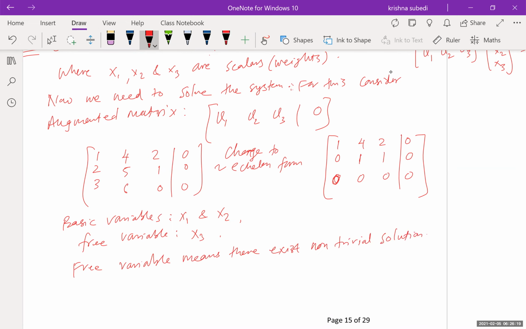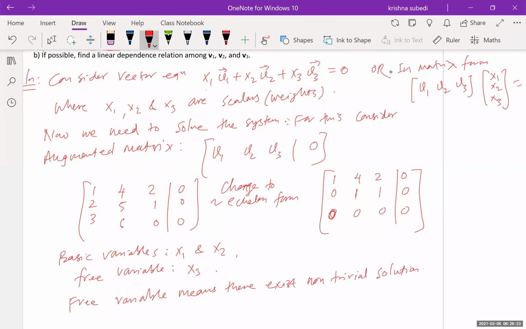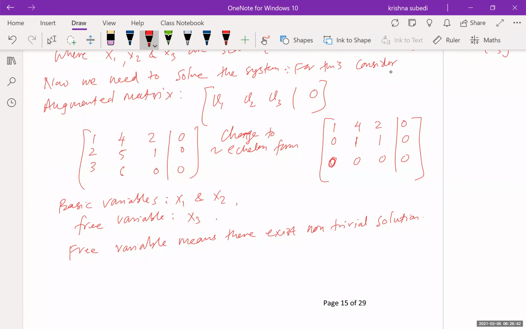Okay, in other words, let's say this is equation 1. In order to satisfy this system, it is not necessary that x1, x2, x3 all are 0. There may be a possibility that some of x1, x2, x3 are not 0, and still this equation will be satisfied. So just keep this in mind. When there is a free variable, it means there exists a non-trivial solution. That's what we discussed in our last class.